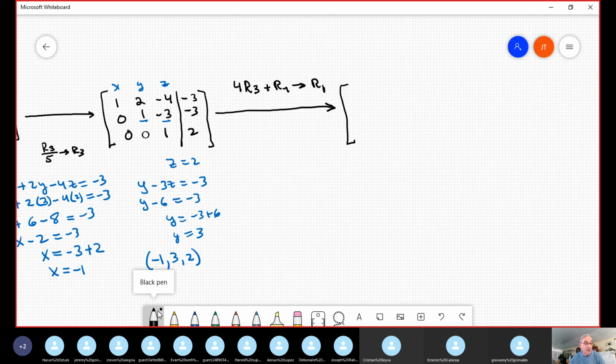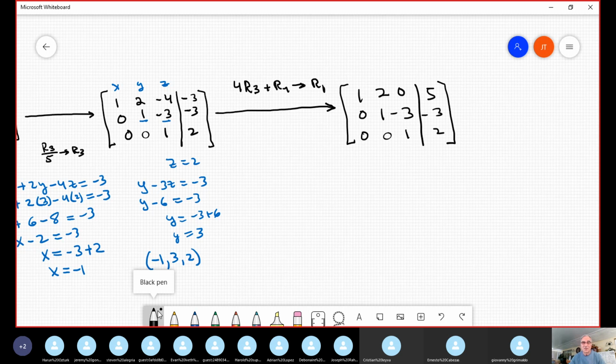So I copy in my paper 1, 2, 0. So I do something in order to modify row 1. You multiply by 4, get the opposite sign of negative 4, which is positive 4. Okay, the 0 here, and this is 5. And the rest stays the same. 0, 1, minus 3, minus 3, 0, 0, 1, 2, no?